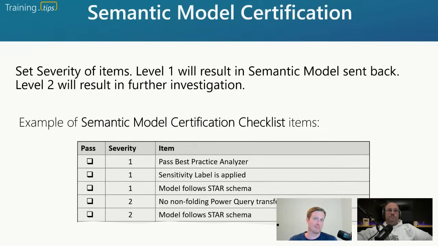Here you can see in this specific checklist, we say, is a sensitivity label applied? And does it follow the star schema? So this is the sort of stuff, and we might have severities on it. If this really is very severe, we might pass it back. Otherwise, we might say, we'll certify it as long as there's an explanation of whether this checklist item has passed or not. But maybe for certification, the sensitivity label, that's a requirement.